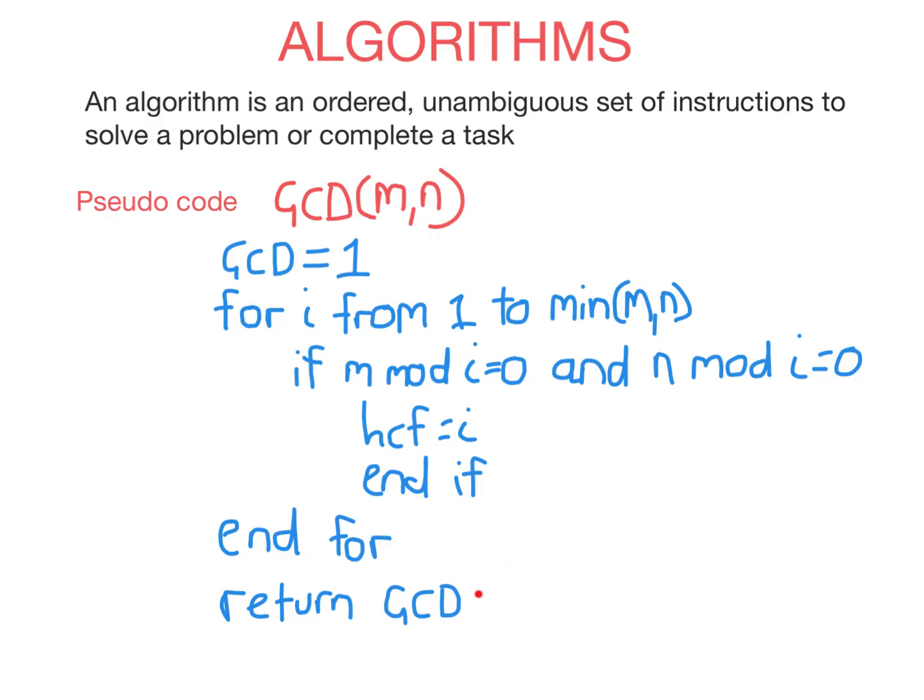Finally, down here, we return the greatest common divisor. Once we've done all that, we've checked all the numbers, it will just tell us what the greatest common divisor is. Now, this algorithm does work, but it would be inefficient.